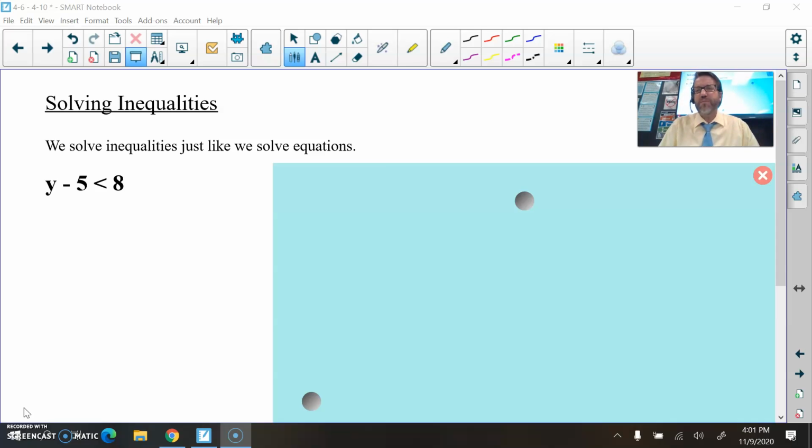And again, as I was saying before, solving inequalities, you follow the same rules that you follow when you're solving equations. So treat it like one of those pan scales you see in science class, like the ones Mr. Thorson was telling you about last week. When I see y minus 5 is less than 8, it's different from an equation because I have the less than symbol instead of an equal symbol. But I still go about solving it the same way. To undo subtraction, I must use addition. So I'm going to add 5 here.